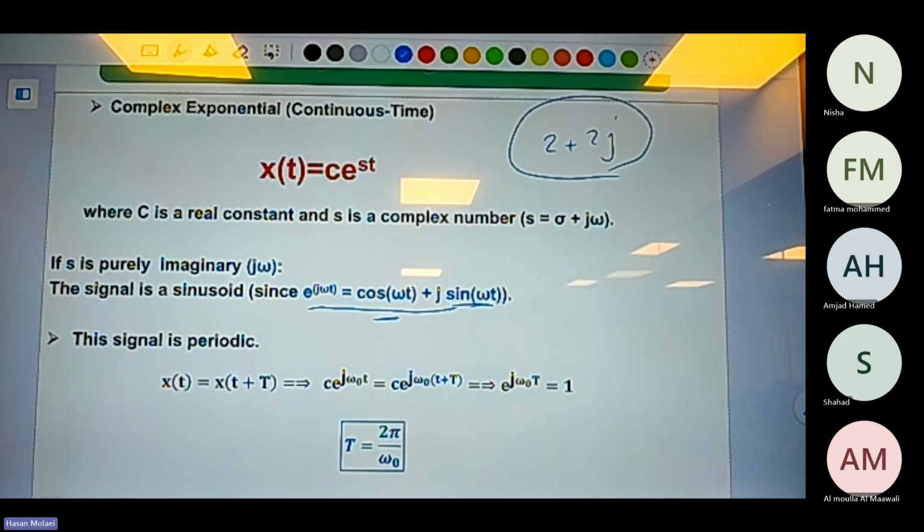Root 8. Then if this is a, this is b, it should be the square root of a squared plus b squared, times e to the power of j tangent inverse of b over a. Here b over a is 1, which angle has tangent of 1? 45, or pi over 4.